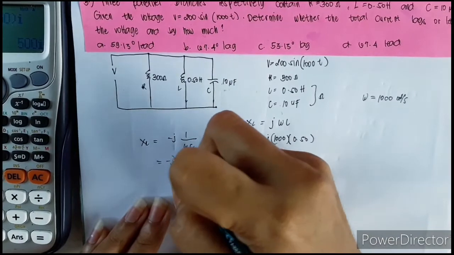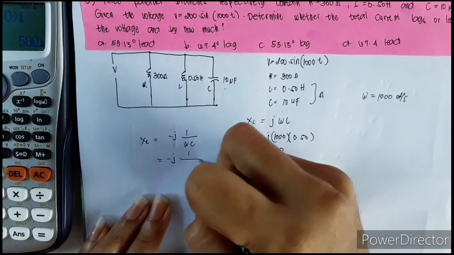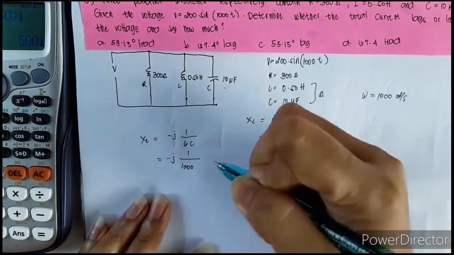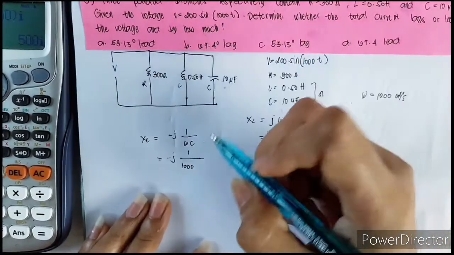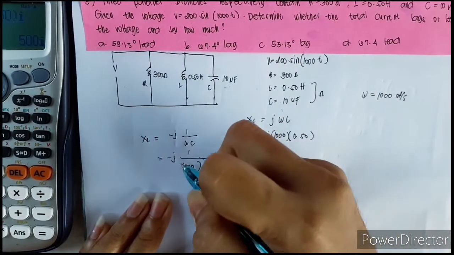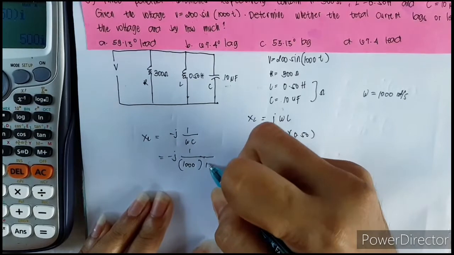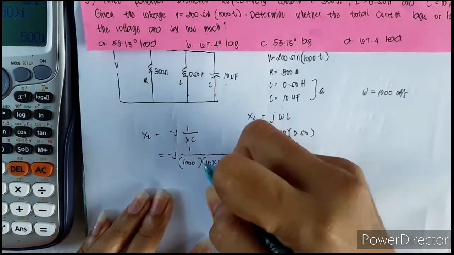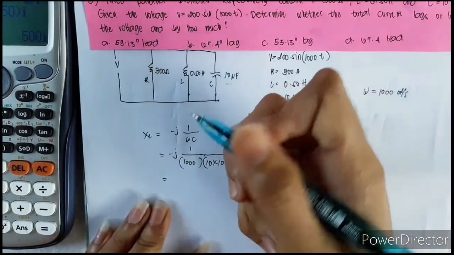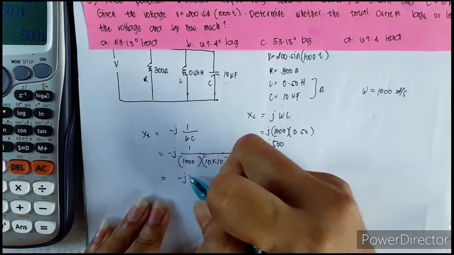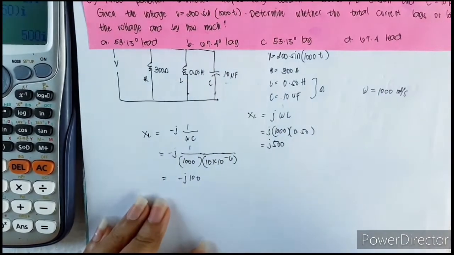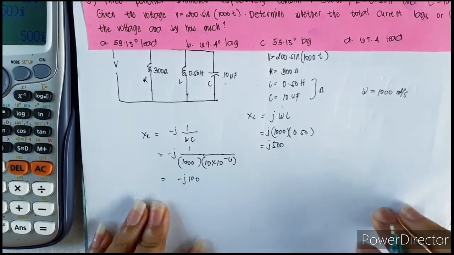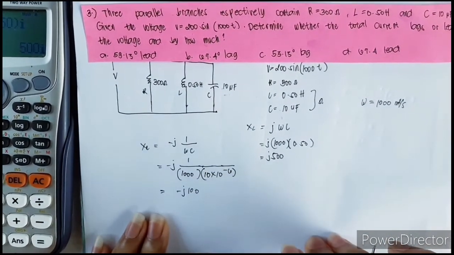For capacitive reactance, XC is equal to negative j 1 over ωC. So negative j over 1000 times our 10 microfarad, let's convert that into farad by multiplying times 10 to the power of negative 6. So we will get negative j100. Okay, so it is converted into ohms.